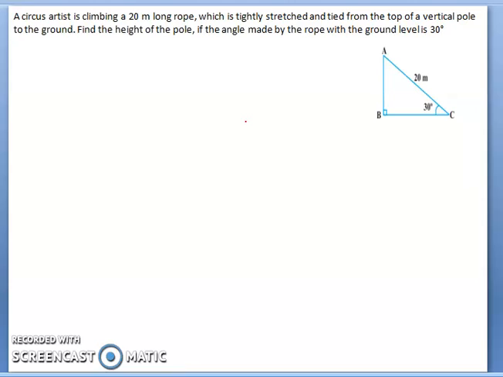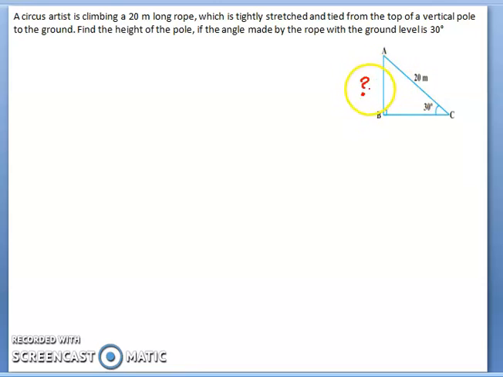Now moving to question number 1. A circus artist is climbing a 20-meter long rope which is tightly stretched and tied from the top of a vertical pole to the ground. Find the height of the pole, if the angle made by the rope with the ground is 30 degrees. That means this angle is 30 degrees and this length is 20 meters, and they are asking us to find the height of the pole.